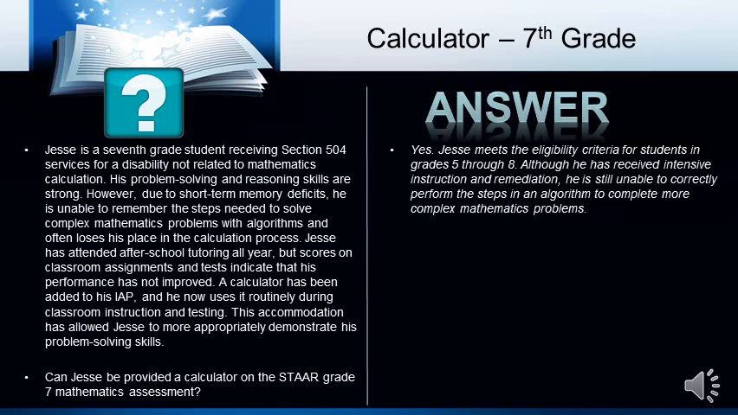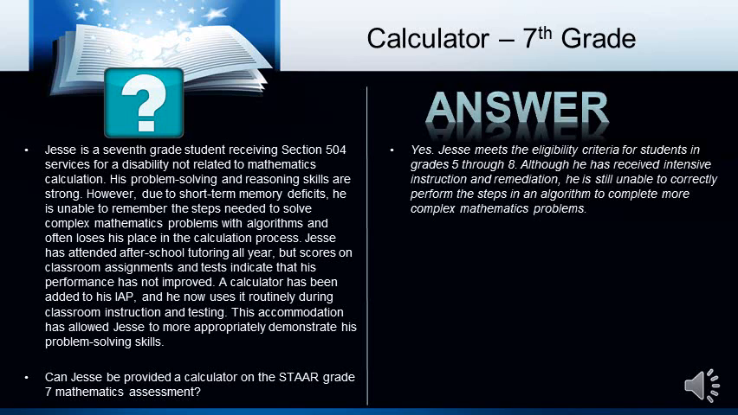Jesse is a 7th grade student receiving special education services for a disability not related to math calculation. His problem-solving and reasoning skills are strong. However, due to short-term memory deficits, he is unable to remember the steps needed to solve complex mathematics problems with algorithms and often loses his place in the calculation process. Jesse has attended after-school tutoring all year, but scores on classroom assignments and tests indicate that his performance has not improved. A calculator has been added to his IAP, and he now uses it routinely during classroom instruction and testing. This accommodation has allowed Jesse to more appropriately demonstrate his problem-solving skills.